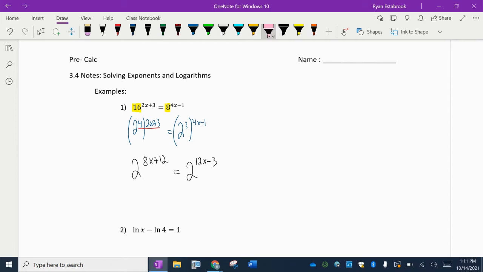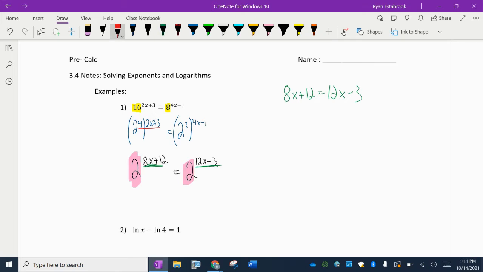And here's the good news of what we've accomplished so far. Initially, the 16 and 8 had different bases, but because we can change these bases, now they both have a 2 there. And since it's 2 to the this equals 2 to the that, don't those two exponents just have to be equal to each other? Like, that's the only way the left side could possibly be equal to the right side. 8x plus 12 must be equal to 12x minus 3. They have to be equal. So set them equal to each other.